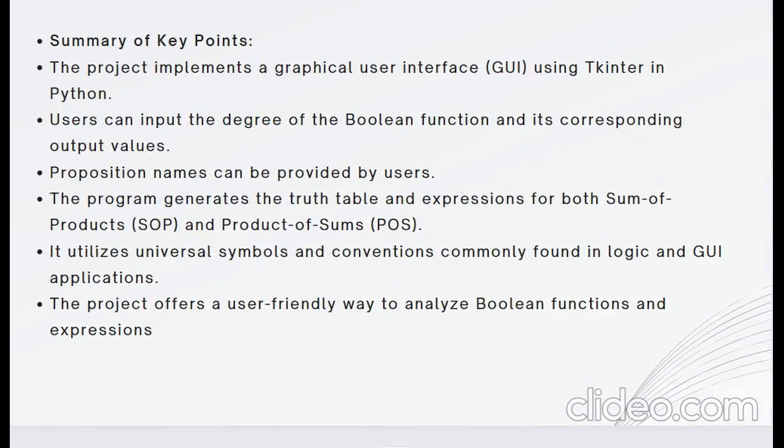Okay, this is a summary of our project. The project implements a graphical user interface using Tkinter in Python. Users can input the degree of the Boolean function and its corresponding output values. We also have proposition names that can be provided by the users. The program generates a truth table and expressions for both sum of products and product of sums. It utilizes universal symbols and conventions commonly found in logic and graphical user interface applications. It is a user-friendly way to analyze Boolean functions and expressions.